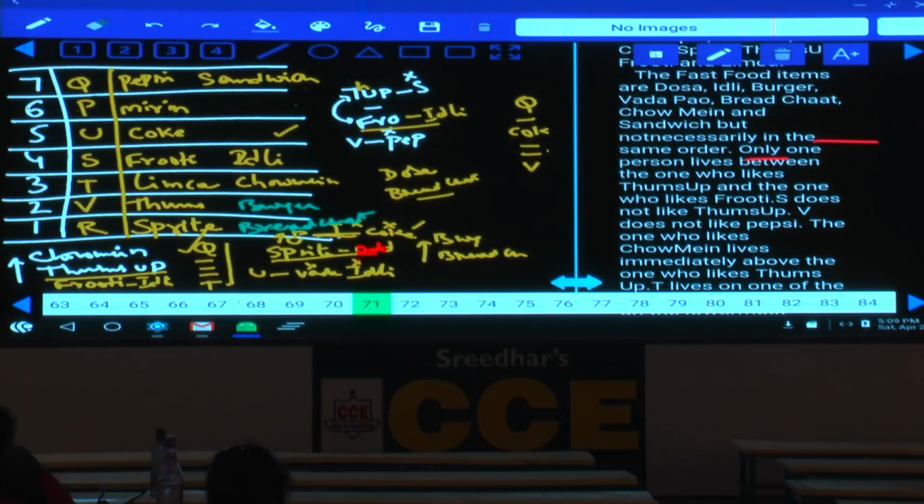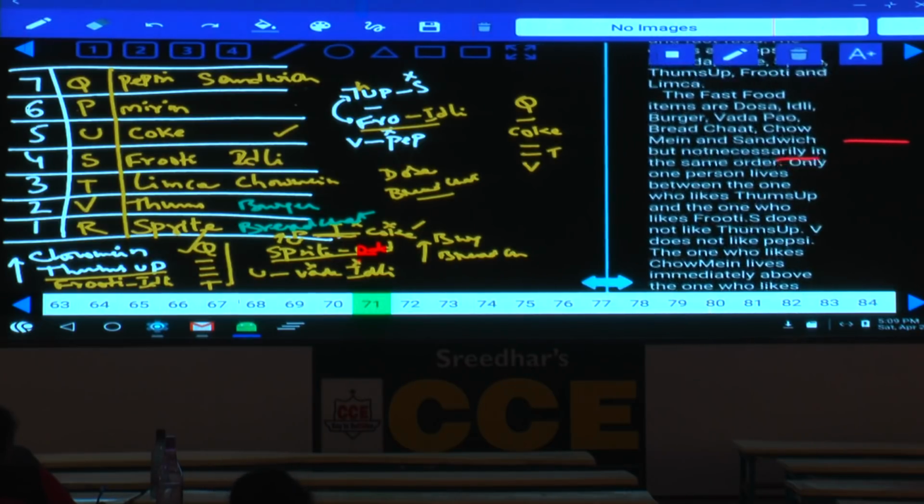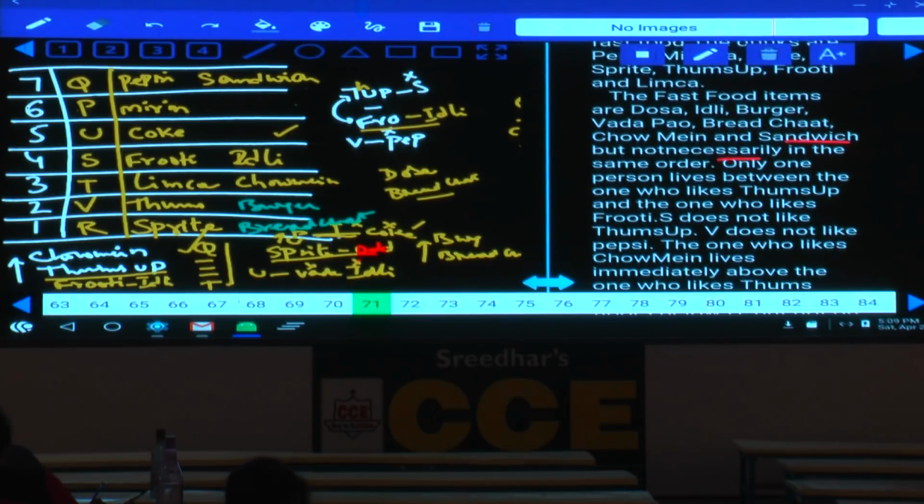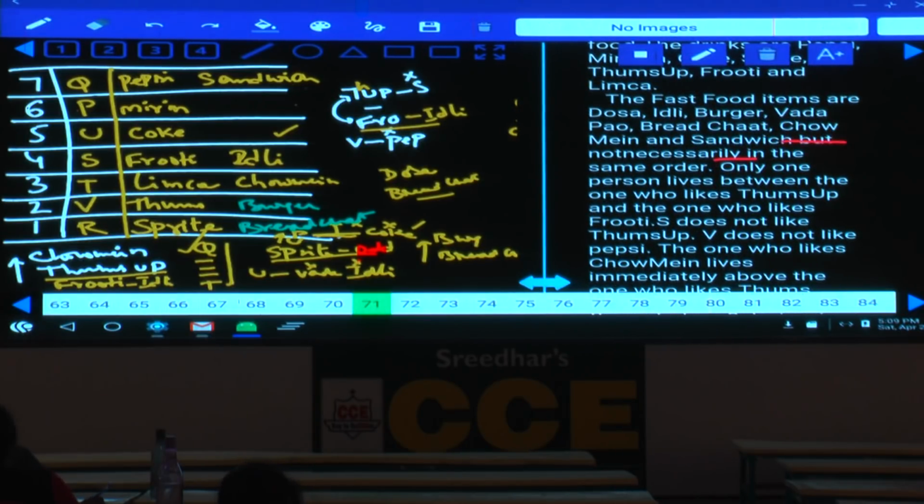Out of vada pav and dosa, one person does not like vada pav. What is that information we have? U does not like vada pav, hence P likes vada pav. If P likes vada pav, what is left over here? Dosa, and U likes dosa. Done with this? And this is how these 7 persons are staying on 7 different floors, and at the same time they like 7 different drinks and 7 different food items, isn't it? Now sir, here if you observe how we have approached these types of questions.